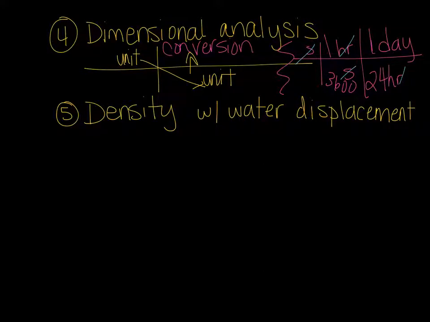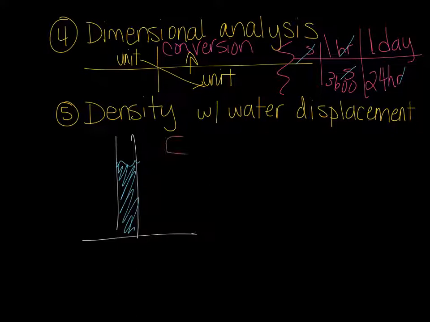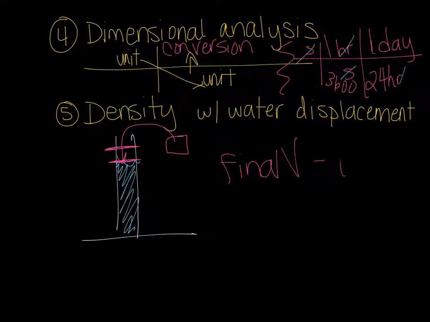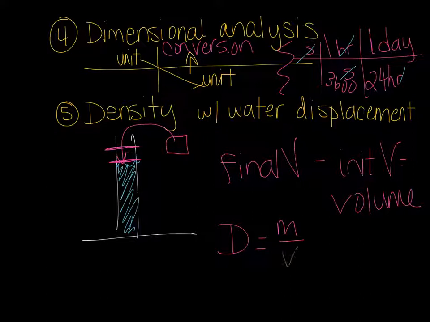The next thing is density with water displacement. So please remember, this is actually straight from your lab. So remember in your lab, you had your graduated cylinder. You filled it up with some water, right? And then you got one of your objects and you put it in there, okay? You had to measure where that water was to begin with, where it went to finish, and you had to take your final minus initial, right? So final volume minus initial volume, okay? And that gave you the volume of your object, okay?